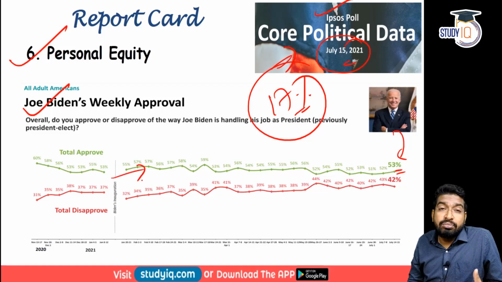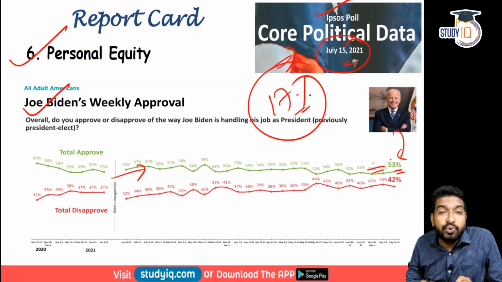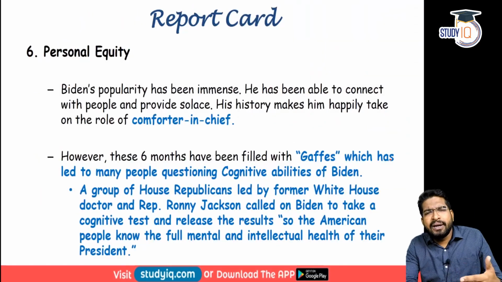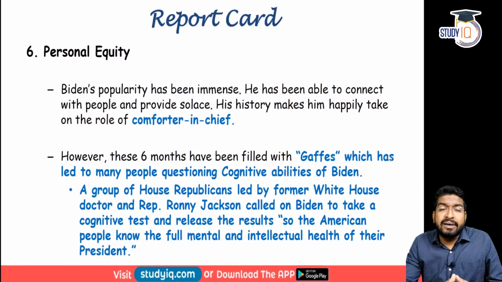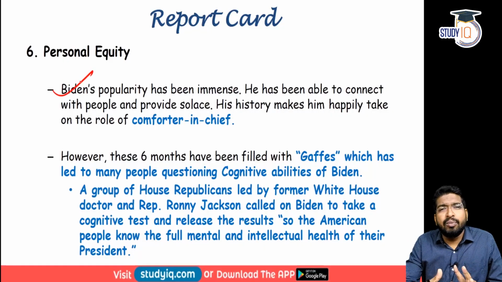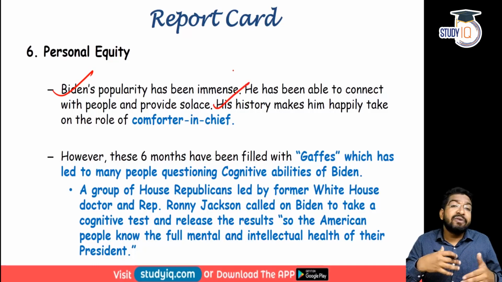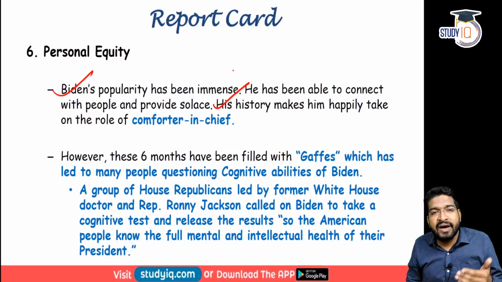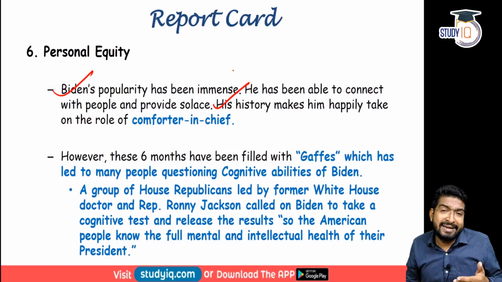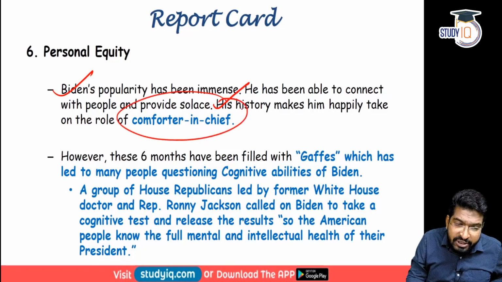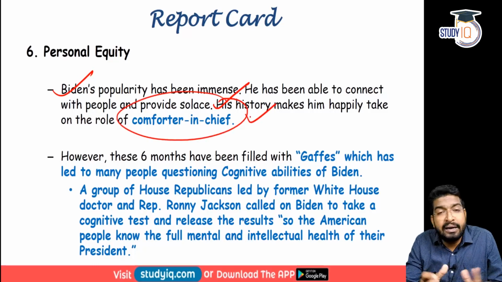In comparison to Donald Trump, this is a huge improvement, right? So there are many reasons for this. We do know that Joe Biden is a democratic politician. He has immense popularity. Again, owing to his history, it is very easy for him to connect with people. A history of tragedy: his wife and his son died in a car accident, and because of this, it does make him a comforter in chief. He provides solace to people, and these are tumultuous times of COVID-19, so he has connected with people for sure.